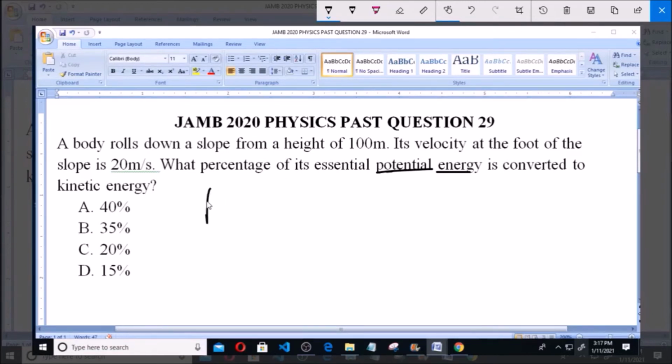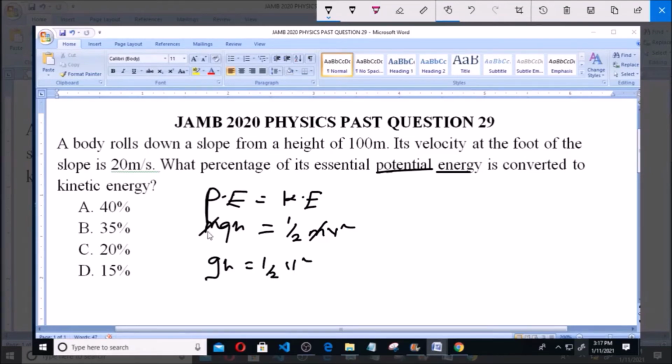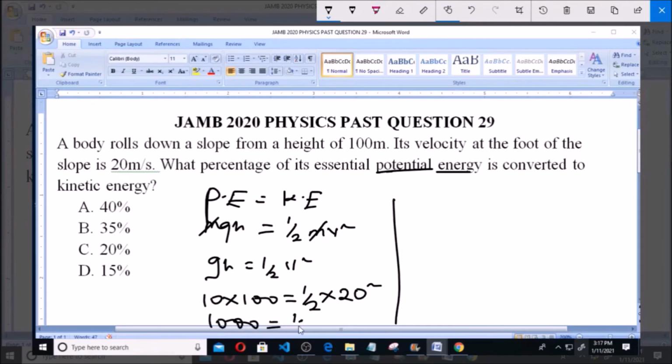So we can simply equate potential energy PE to the kinetic energy, and potential energy is mgh and KE is half mv squared. So from this, mass cancels mass since we're dealing with the same body, so we have gh is equal to half v squared. Now g is acceleration due to gravity, which is 10, multiplied by the height, which is 100, is equal to half multiplied by v squared, and v is 20, so 20 squared. So from this we have that 1000 is equal to half multiplied by 400, so 1000 is equal to 200. So it simply means that the potential energy is 1000.